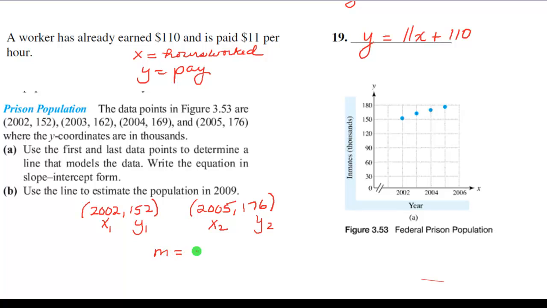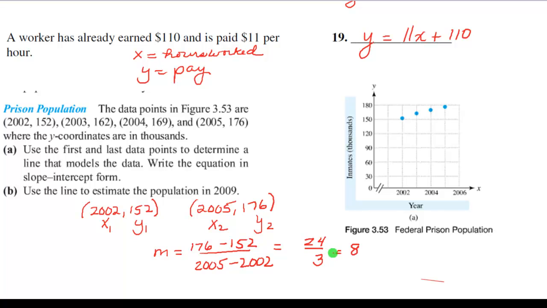So let's find the slope, and we're going to use our slope formula. As you recall, you're going to subtract the y values, and then you're going to subtract the x values. And so here we get 176 minus 154, and so that's 24. And then 2005 minus 2002 is 3, and 24 divided by 3 is 8. So our slope is 8.